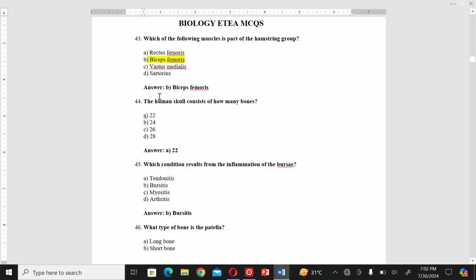The next MCQ is the human skull consists of how many bones? A. 22, B. 24, C. 26, and D. 28. So the correct option is A. The human skull consists of 22 bones.